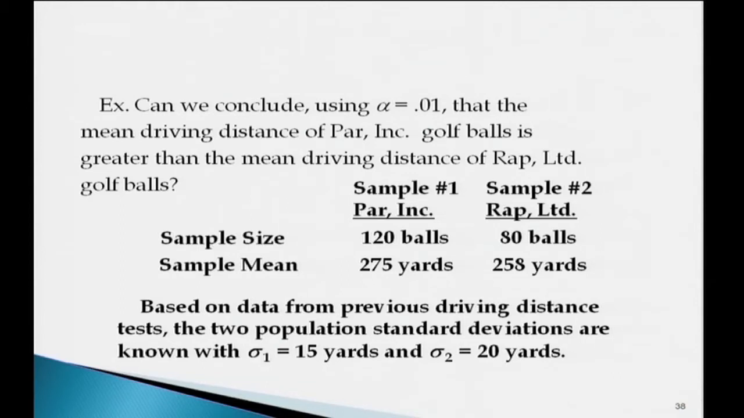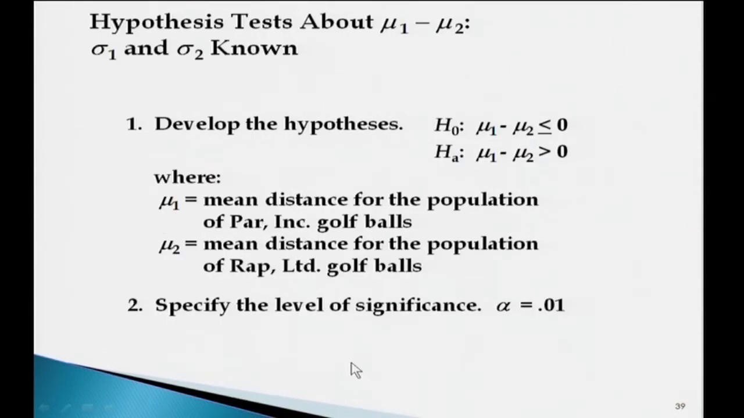This also has the information that the standard deviations are given, sigma 1 and sigma 2. The question, in the beginning itself, is whether the mean driving distance of Par, which is 275, is greater than the mean driving distance of RAP. Can we consider this to be significantly more than RAP Limited? So all the information is given. So how to handle it?